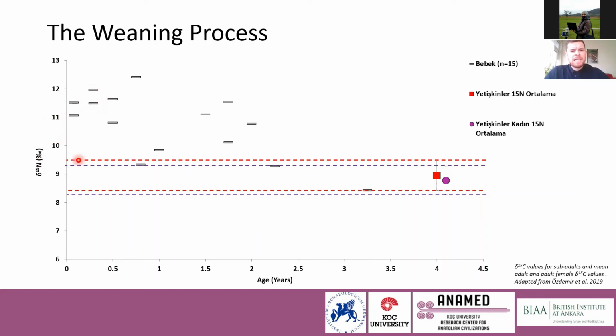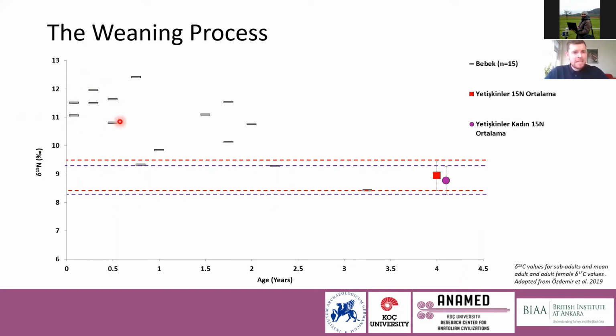So the nitrogen, basically it works on the concept that the infants who are breastfeeding, who are suckling, are basically a trophic level above their mothers. Here are the adults, and then this purple circle is females in this site. So if they're solely breastfeeding with no other dietary inputs, they should have a +3 per mil difference between the mother and the child.